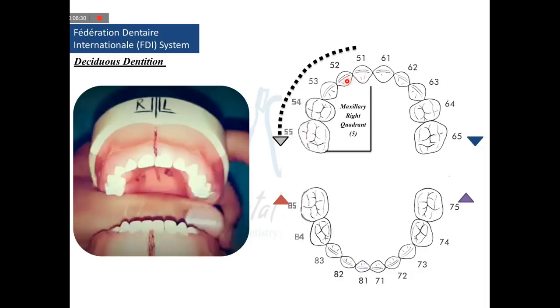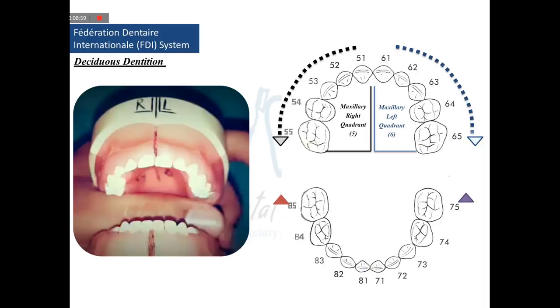Then you mention the lateral incisor of the maxillary right quadrant as 5-2, because this is the second tooth from the midline. Then 5-3 for the canine, as it's the third tooth from the midline for the maxillary right quadrant. First deciduous molar as 5-4, as it is the fourth tooth from the midline. And second deciduous molar as 5-5, as it is the fifth tooth from the midline in the maxillary right quadrant.